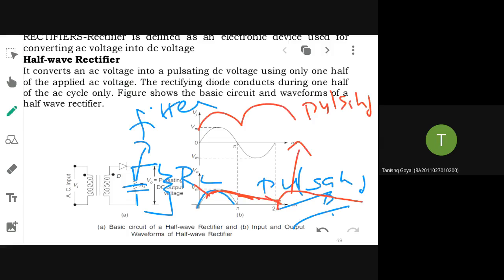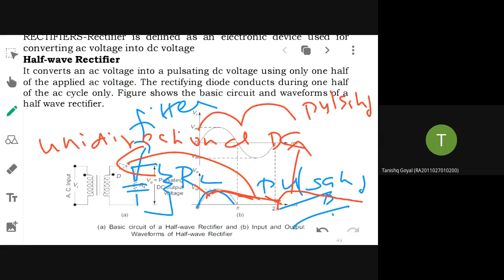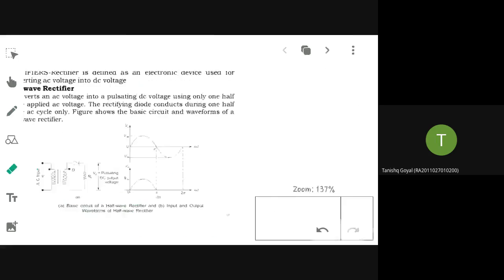Yes or no? Yes, ma'am. So this is how you convert a pulsating DC into an almost unidirectional DC. You are trying to bring the waveform to an almost pure DC, devoid of any ripples. That is the use of a filter here, and there are different types of filters possible. The types of filters we will be discussing here.